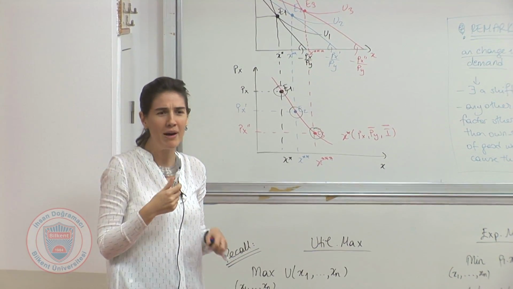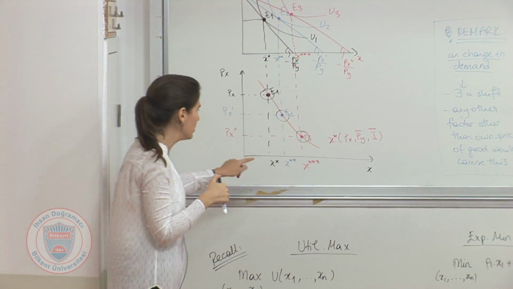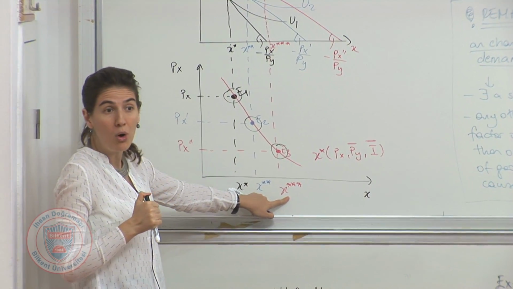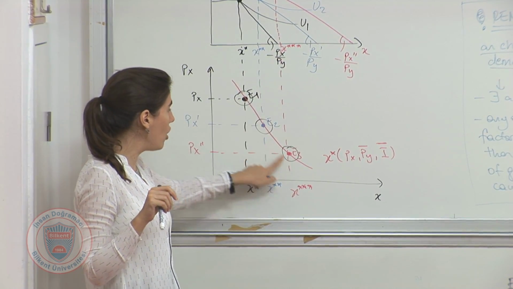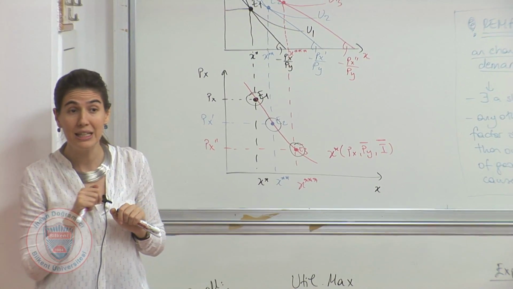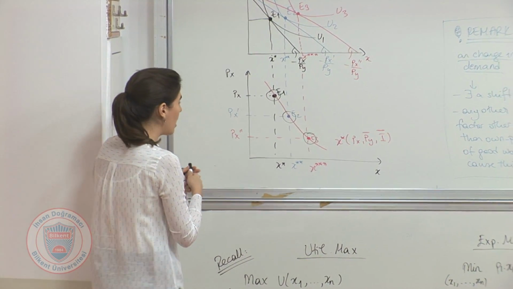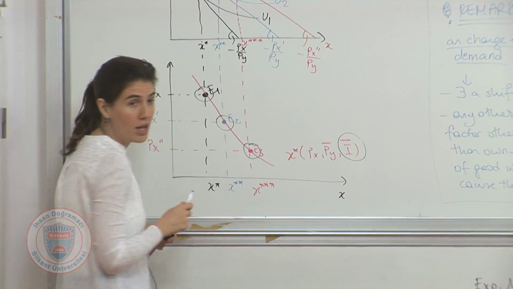We never thought about this, but of course, because you're actually consuming more of the good, that's what we would expect, right? So you see that along this demand curve, the utility level is changing. But what is constant? This I is constant, right?